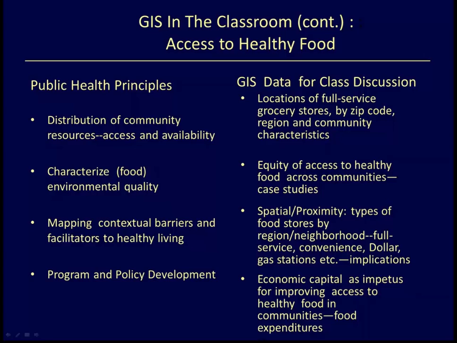So one of the things that we use the GIS data for in my class, and we happen to use one software, PolicyMap in particular, and others, but we use that quite a bit, is to look at the distribution of resources in terms of access and availability related to public health. We're able to look at the locations of full-service grocery stores by zip code, by region, and community characteristics.